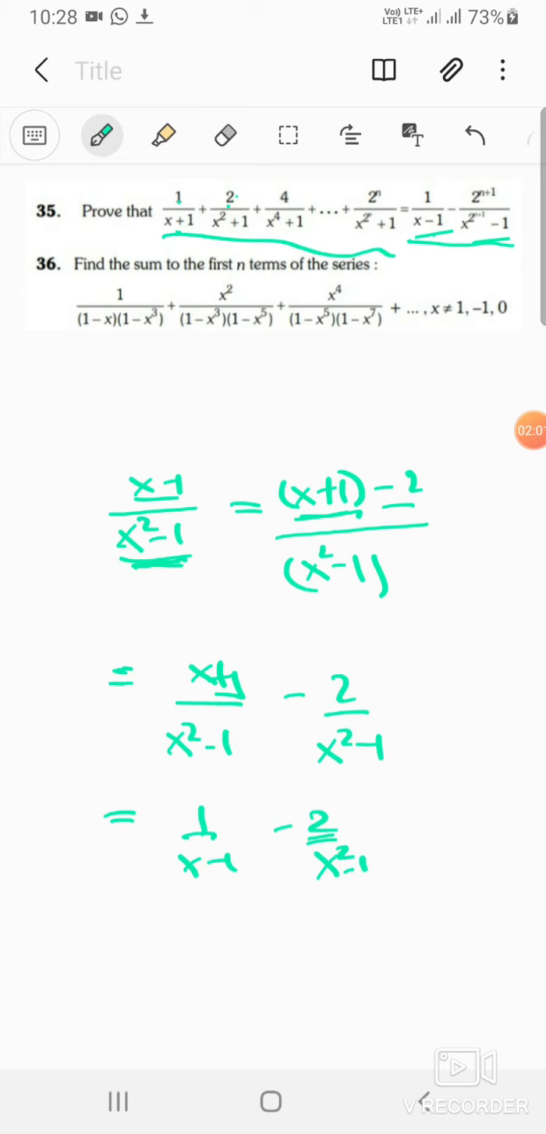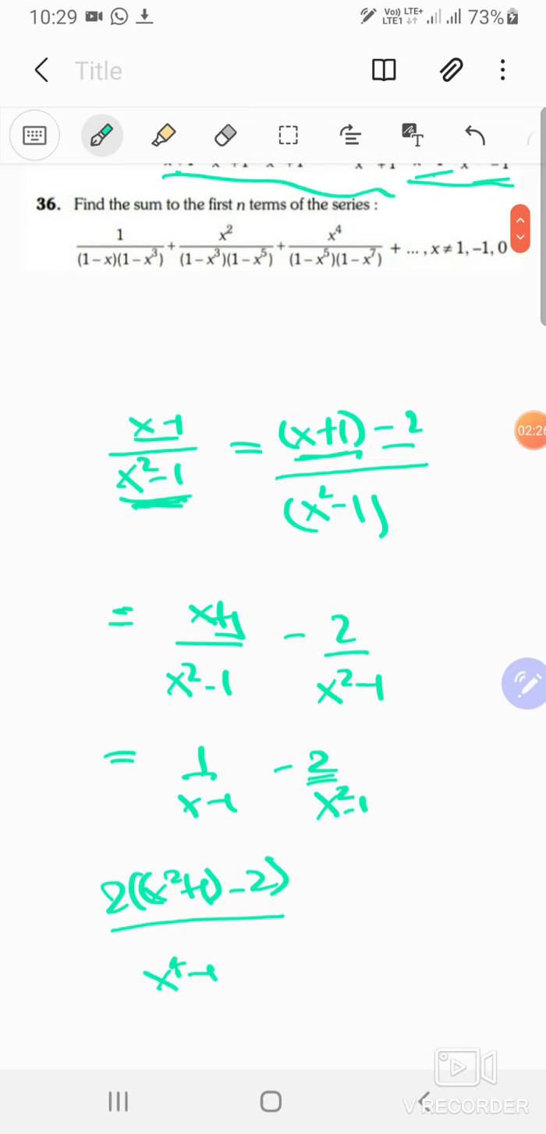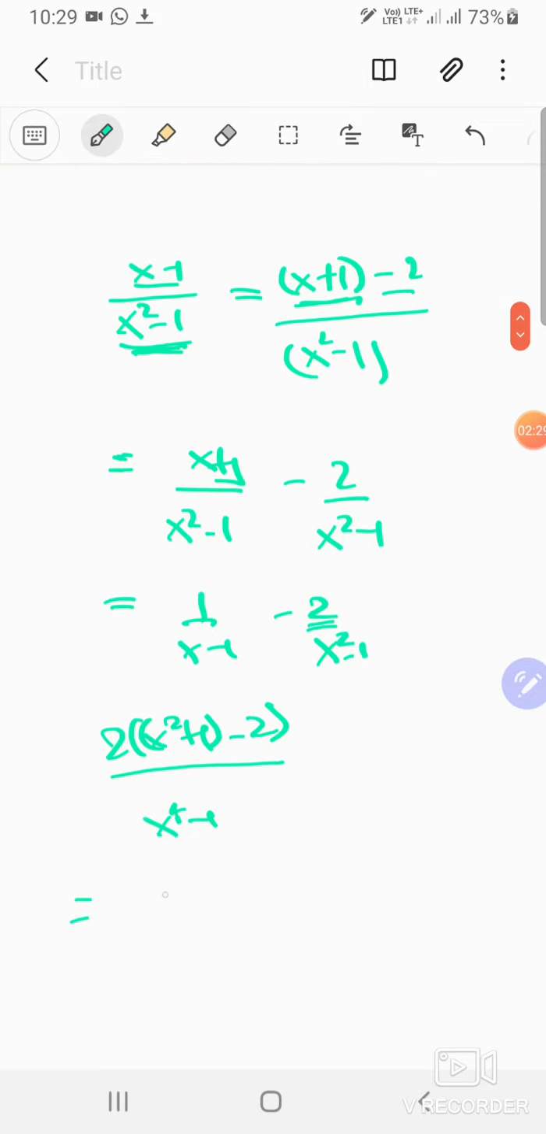So 2 upon x squared plus 1, if we multiply x squared minus 1 on the numerator and denominator, that will give me 2 into x squared minus 1 upon x to the 4 minus 1. Okay, but now we want to do a similar thing with that term as well. So 2 into x squared minus 1 then can be written as x squared plus 1 minus 2 upon x to the 4 minus 1, right, which will be written as 2 into 2 upon x squared minus 1, because one of the factors of this cancels, then minus 4 upon x to the 4 minus 1. So you can already see where the pattern is going. This term and that term will be the same.